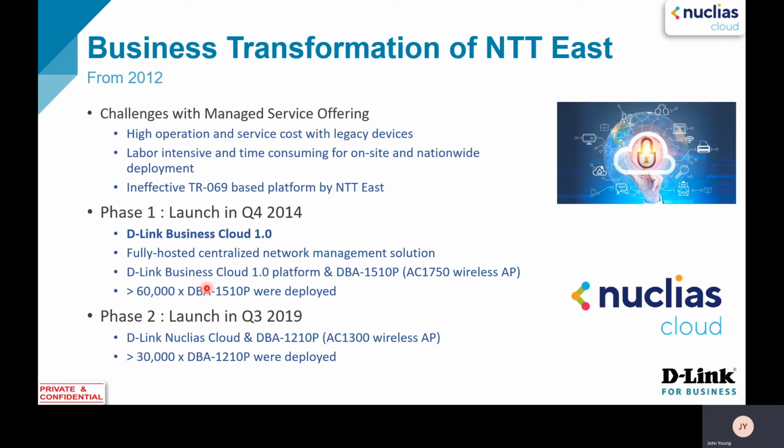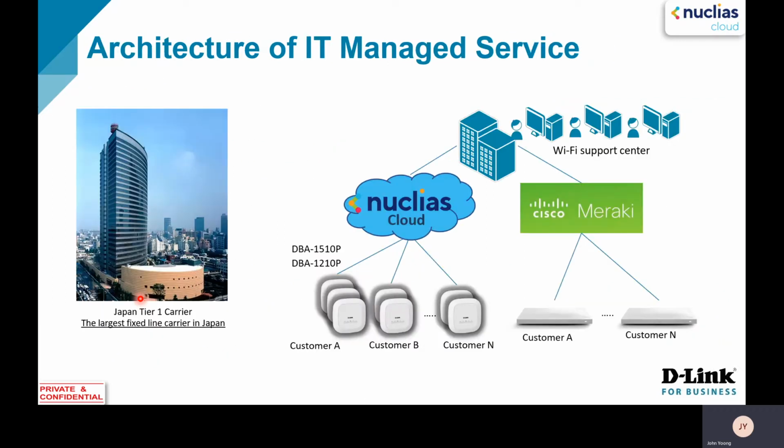So in phase two, we launched in 2019 Q3. It's officially called Nuclias Cloud, together with the DBA 1210. It's an AC 1300. Same thing, it's more than 30,000. So for the architecture, for the enterprise, it comes with two packages.